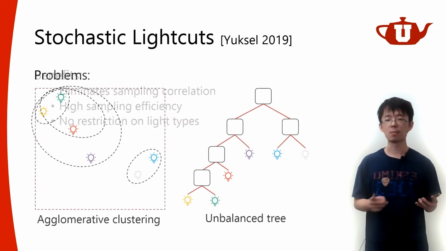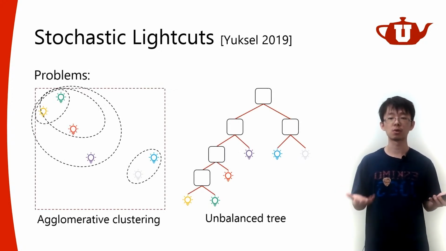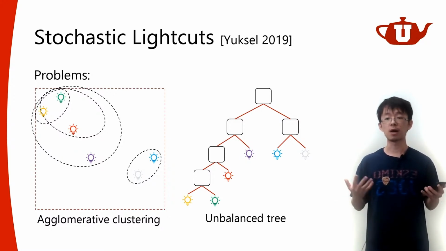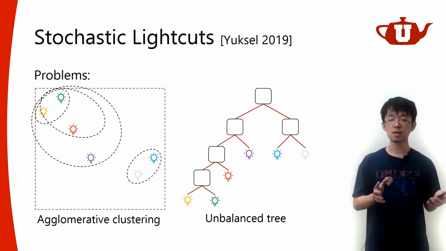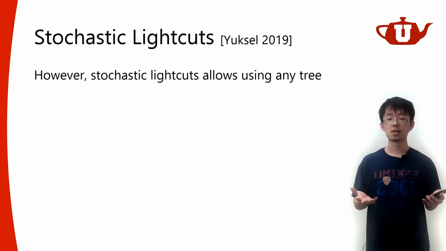But one thing that can make stochastic Lightcuts problematic for real-time rendering on GPU is the tree construction cost. The light tree is built by agglomerative clustering, which can be difficult to parallelize. Depending on the scene, the light tree can also be very unbalanced, causing thread divergence in sampling. However, unlike the original Lightcuts, stochastic Lightcuts allows using any tree, which can also be built deterministically, because its unbiased sampling is not dependent on tree quality or tree randomization.